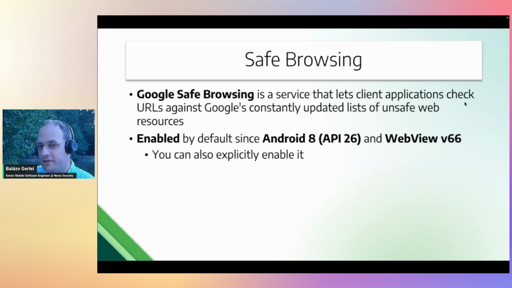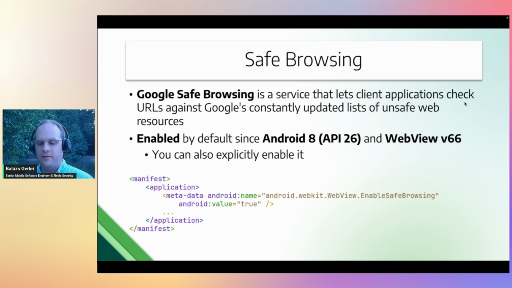But you can explicitly enable it. That's the good news. Add another metadata into the application tag of your manifest and say enable safe browsing with the value true, and then it will be enabled.